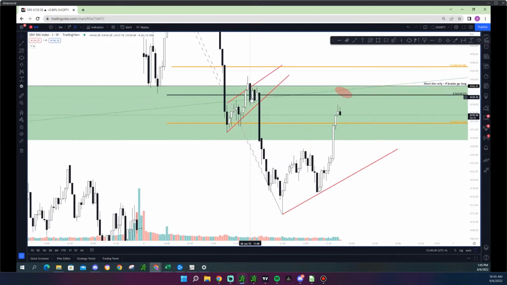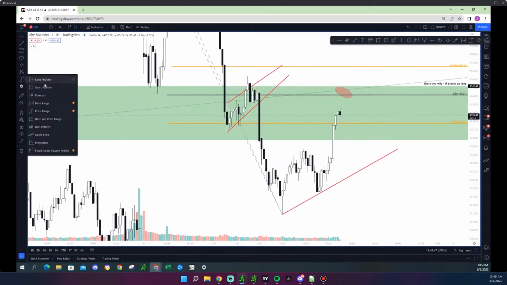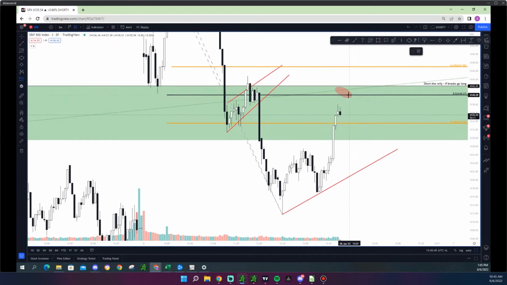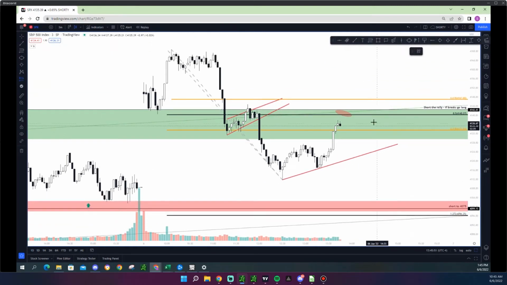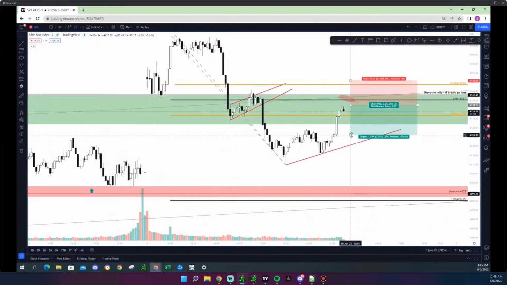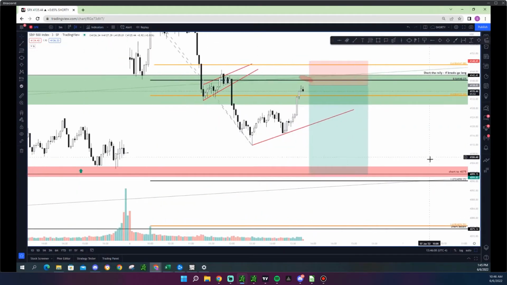So for newer people, if you're using this, you're in a short position. So our entry was right here. Our stop loss is going to be right here, and our target is going to be right here. So this is where we're going to sell tomorrow morning. Like 1 to 4, 1 to 3. Yeah, 3-7.